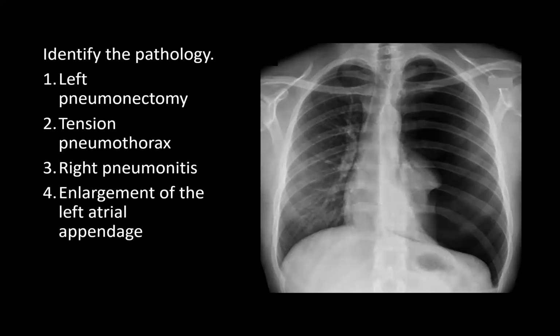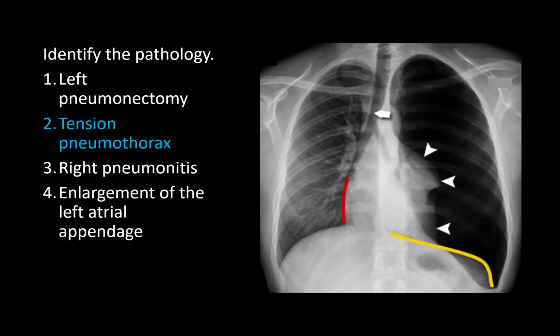In this X-ray, you've been asked again to identify the pathology. Has there been a left pneumonectomy or has the left lung been removed? Is there a tension pneumothorax? Is there a right-sided pneumonitis? Or is there enlargement of the left atrial appendage? You will notice that the left hemithorax is much darker or blacker than the right side.